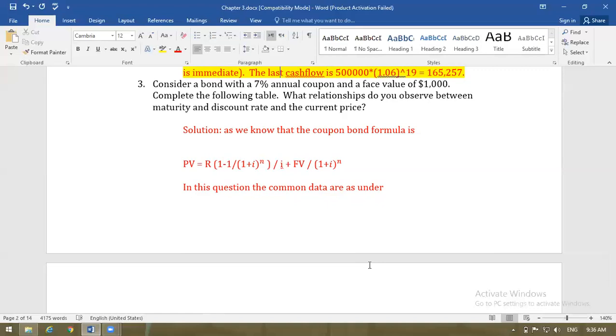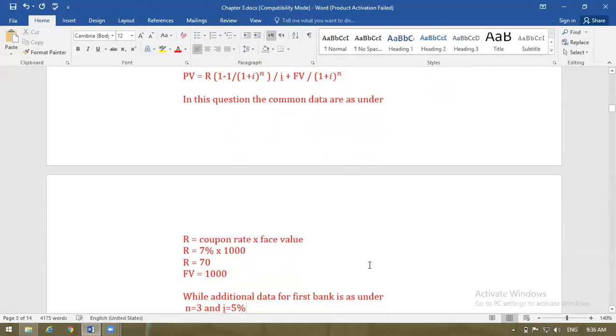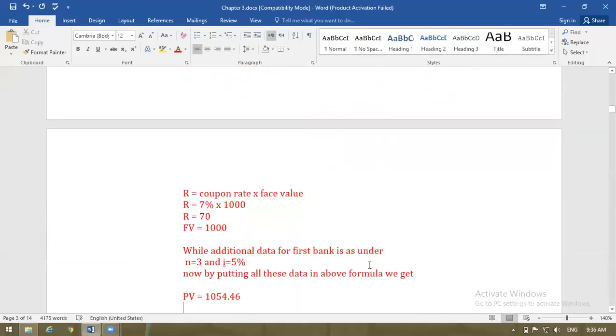R means periodic payment. Periodic payment in this case is 70, coupon rate multiplied with face value. Interest rate is given in the table for the first blank. In this question, the common data are as under: coupon periodic payment 70, face value or future value 1000, while the additional data for the first blank are as under. For the first, n is equal to 3 and I is equal to 5.